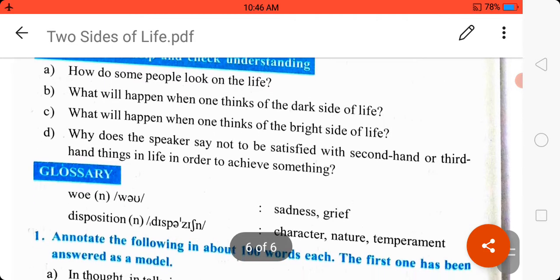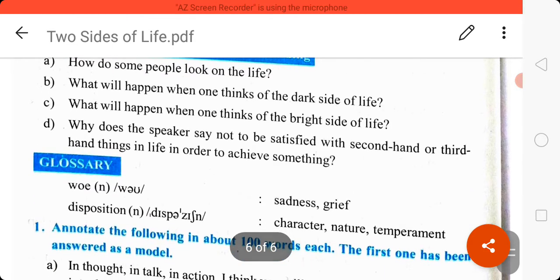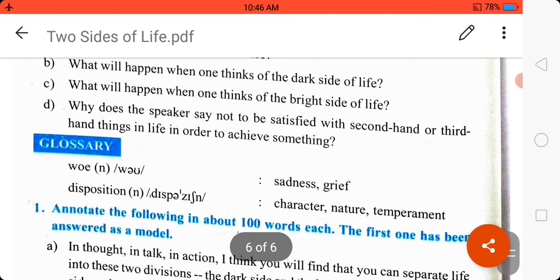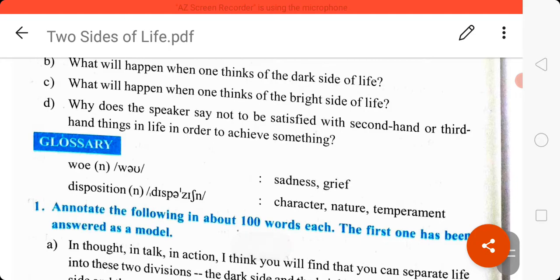And here also we have two glossary meanings. Woe means here sadness or grief. Disposition means character, nature, and temperament.